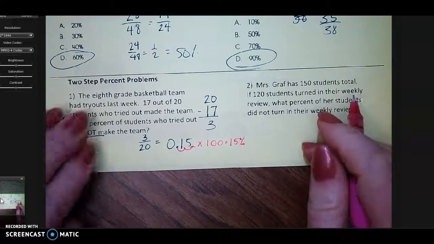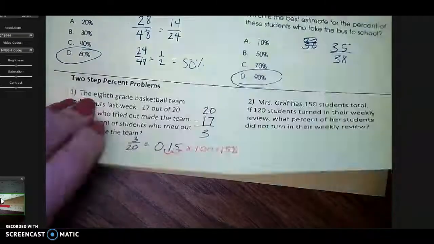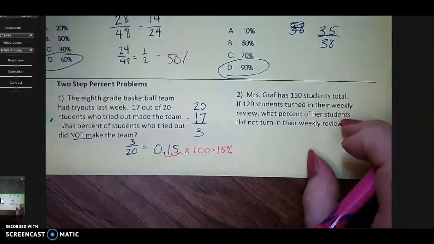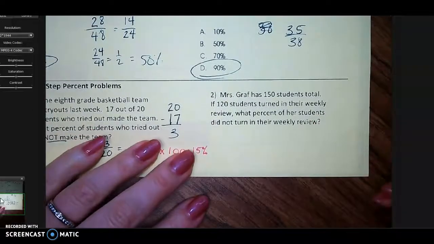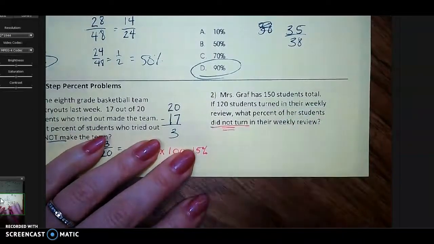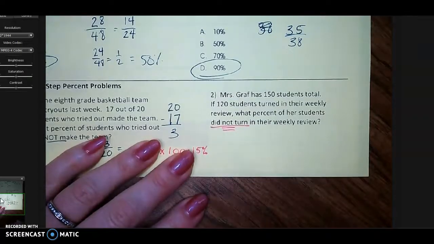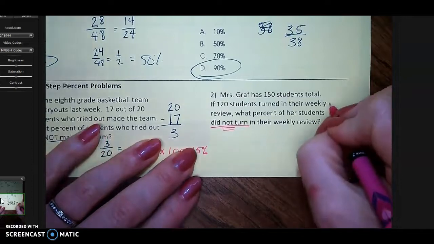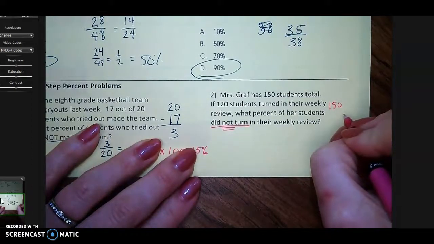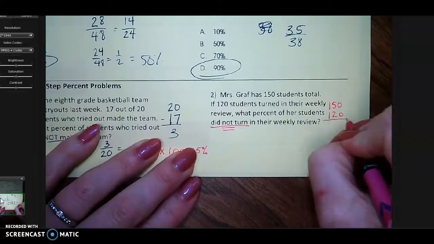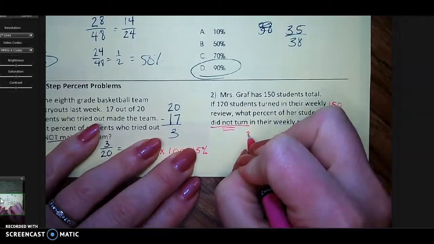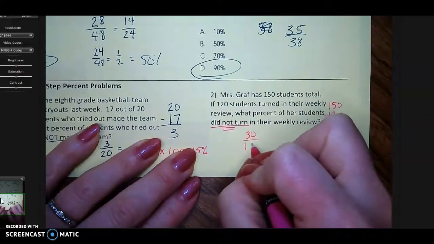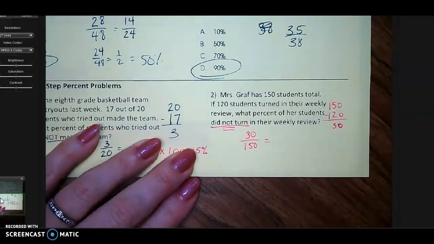Our last one here on this side, I think it's our last one altogether, says Mrs. Graff has 150 students total. If 120 students turn in their weekly review, what percent of her students did not? And be careful, because on the end-of-year test and many other ones, they like to sneak those little nots in there to see if you're paying attention. So once again, if 150 students total and 120 turned it in, that means that 30 students did not. So I want to know what percent is 30 out of 150.